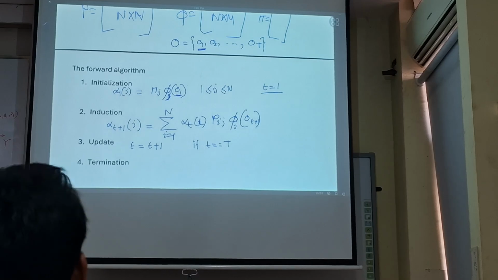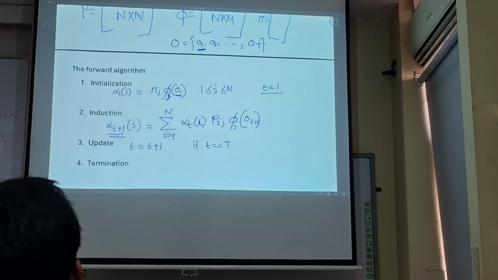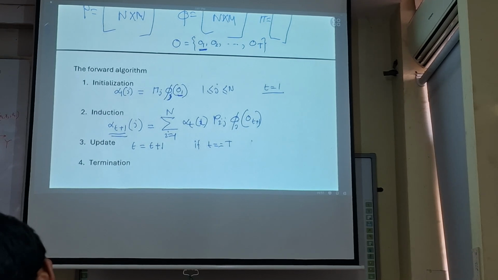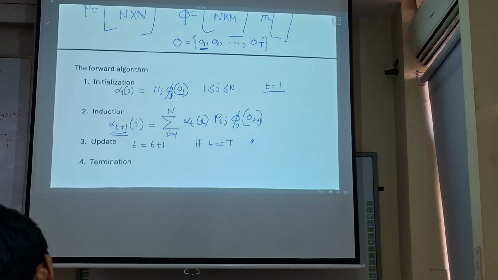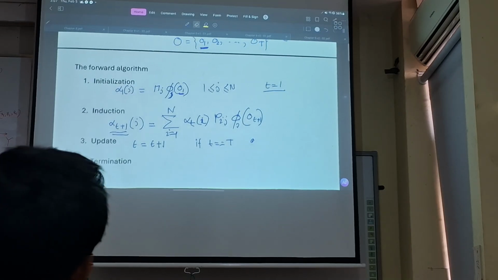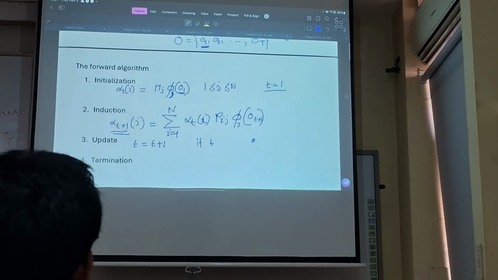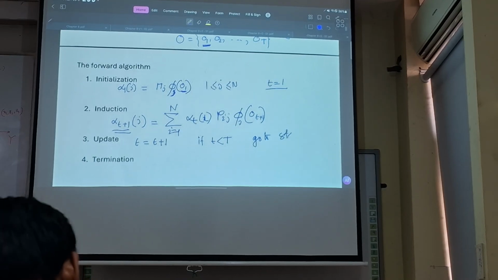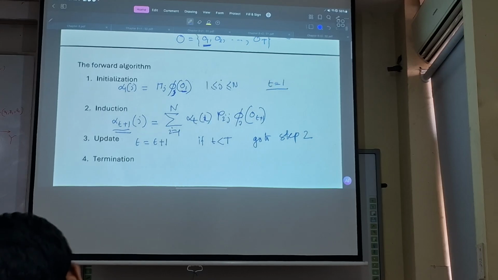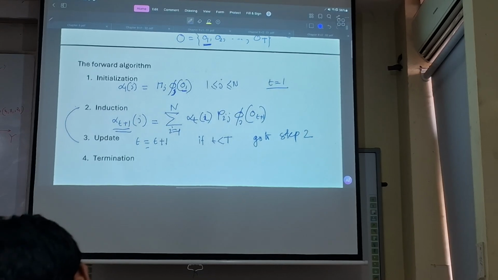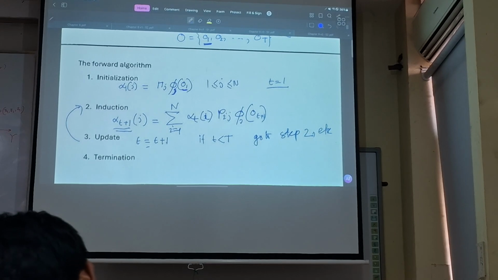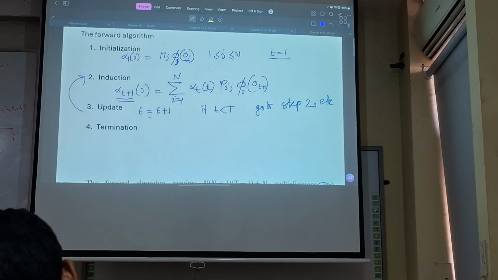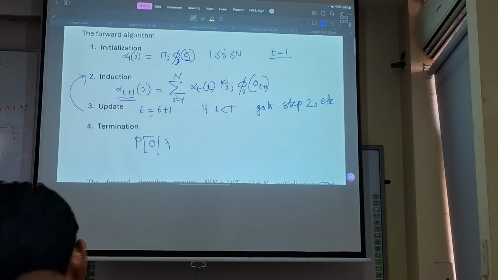Capital T, that means you already calculated the probability for the last step. So what do you do? Following the algorithm, let's make it simpler. If t is less than T, you need to go to step 2. That means from here, after updating, we go back here. Else, you follow this step. And here you need to calculate the probability of O given lambda.